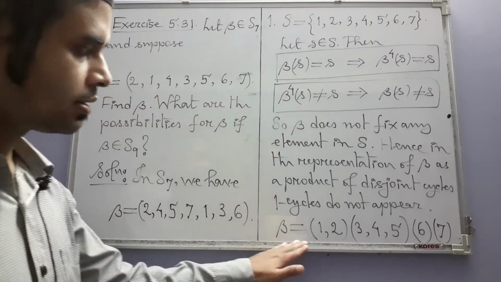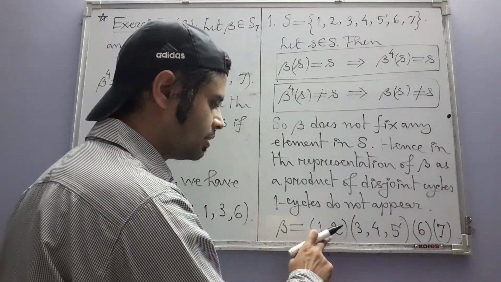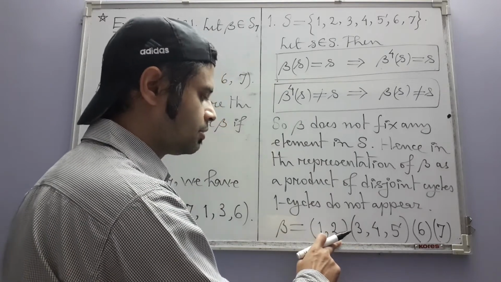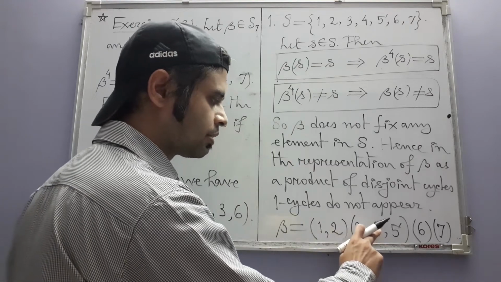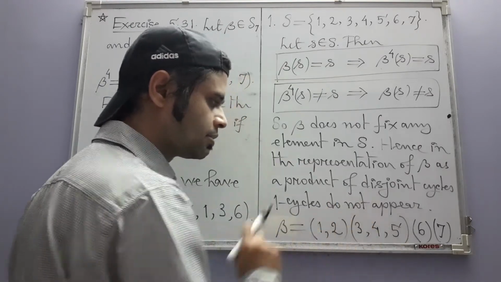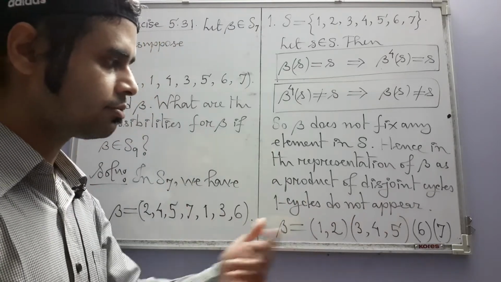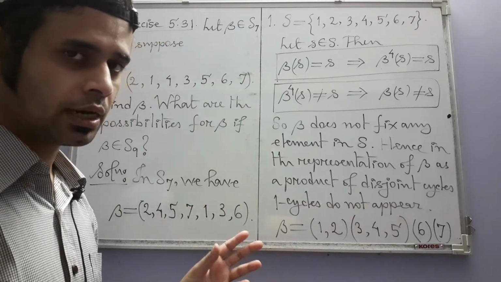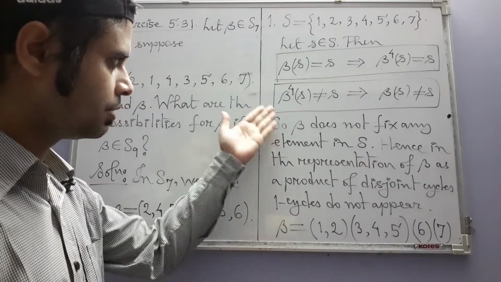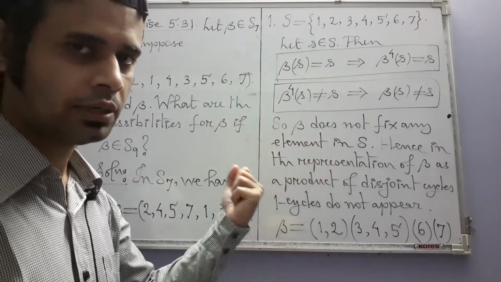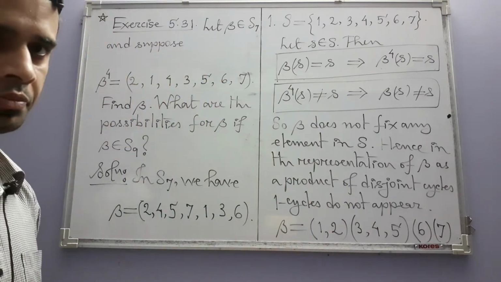What this entire symbol says is that the image of 1 under beta is 2. The image of 2 under beta is 1. The image of 3 is 4, that of 4 is 5, that of 5 is 3. And the image of 6 is 6 itself, and the image of 7 is 7 itself. So those are fixed elements under beta, and that we don't have according to our discussion. So one cycles will not appear.